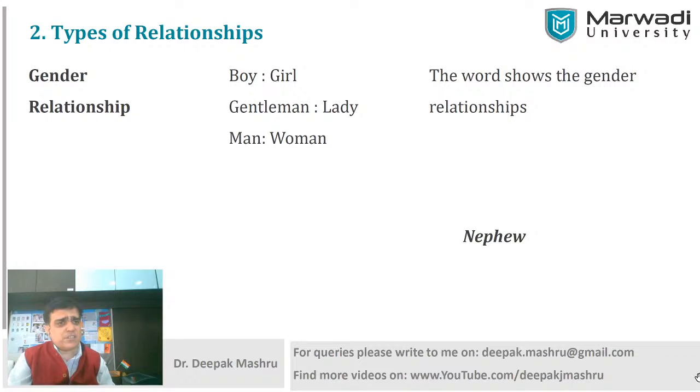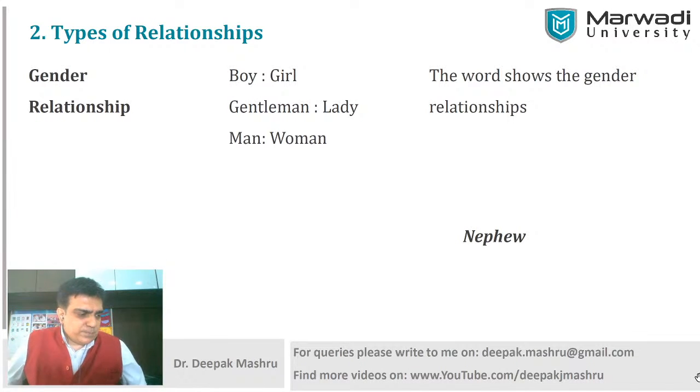Then we go with the gender relationship. What do you mean by gender relationship? Kilometer to meter, right? Meter is the right answer, not millimeter. If you write that, it would be wrong, right? Okay, fine, great. So gender, boy then girl. That means we write down the opposite gender.